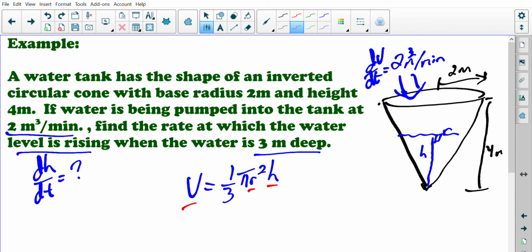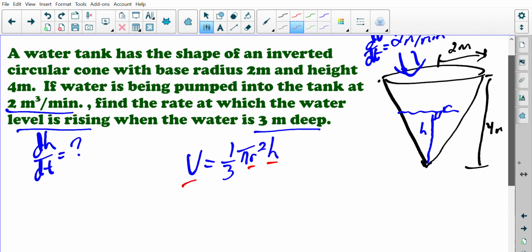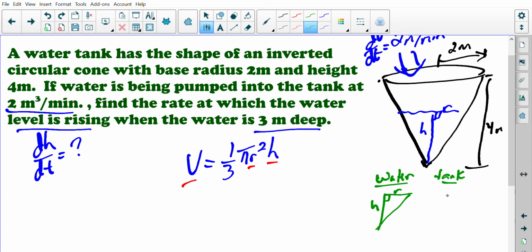So we need to figure out a way around that. And the way we do it is using what's called similar triangles. So I'm going to go back over here to the container and say, well, I wish I could get rid of the variable r. We're going to take a comparison between the water. So here's the water, and I'm just going to draw a cross-section of the right side. So this is a two-dimensional cross-section of the water, where you've got radius and height. I'm going to compare that with, in this case, the tank. So the tank, if I do a cross-section, it would be 2 meters across the top and 4 meters down this way.